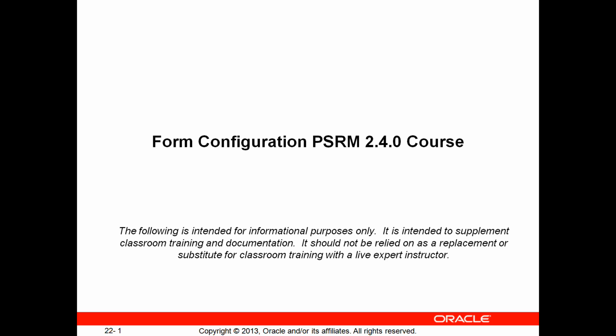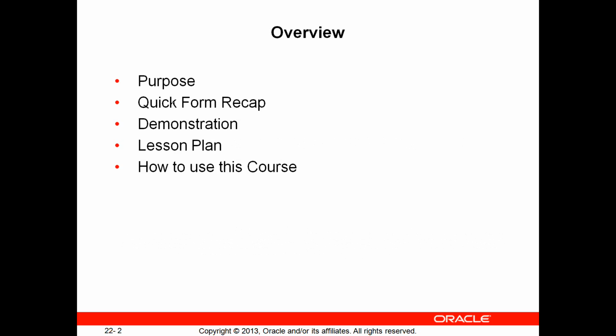So welcome to this form configuration PSRM 240 course. We're going to take our time in this lesson to give an overall introduction of what we're going to be doing in the forthcoming lessons. We'll look at right now the purpose of this course, a quick recap on forms that you need to know about in order to pursue this course, a demonstration of the final example that we will be building around an individual income tax form, show you the lesson plan, the different lessons and what we're going to try to achieve in each lesson, and how to use this course. And that's what we're going to try to go through.